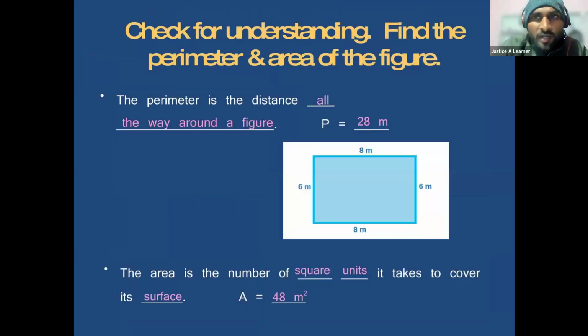Now check for understanding. Find the perimeter and area of the figure. Let us check the understanding. The perimeter is the distance all around the boundary, the way around a figure, right? So this is 6 plus 8, 14, and 14 plus 14 is equal to 28.